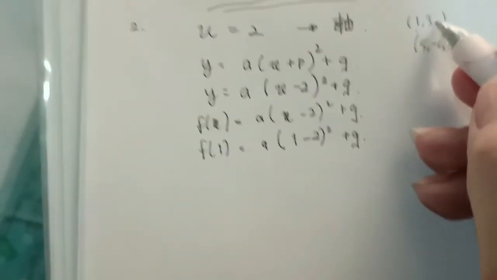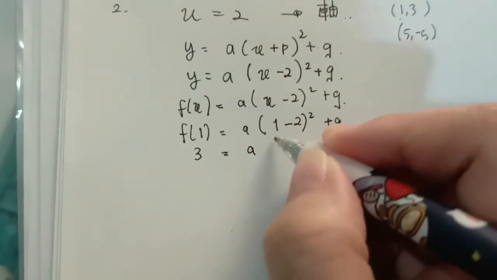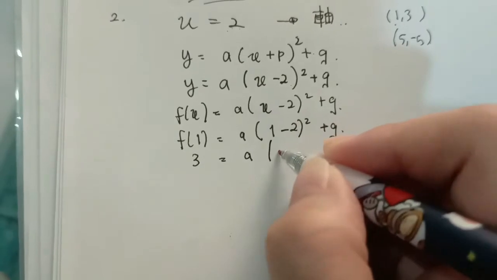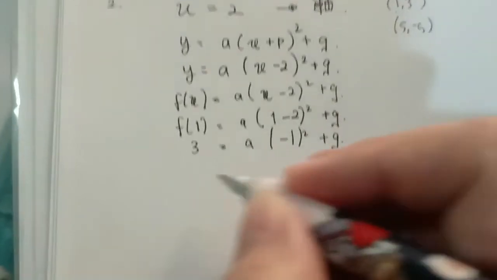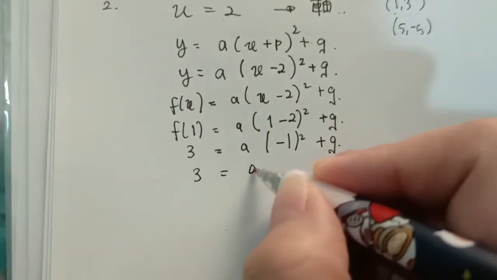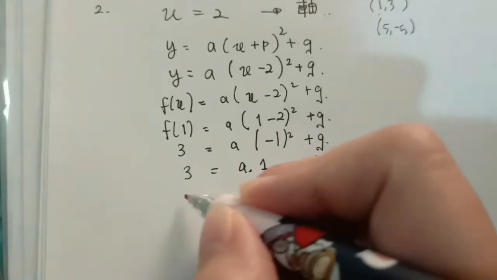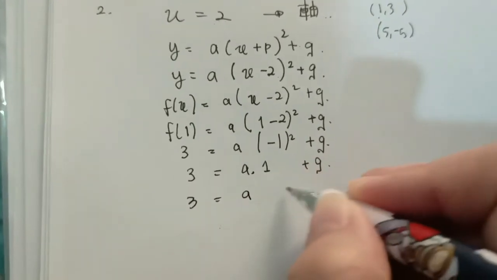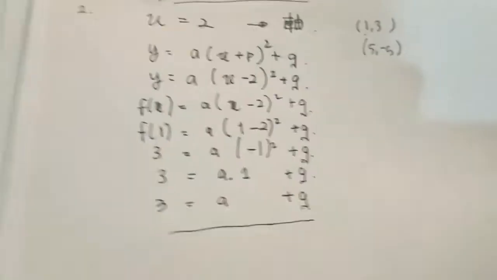The y is 3. So 3 = a(1 − 2)², and 1 − 2 is −1, squared, plus q. So 3 = a × 1 + q, so 3 = a + q. Okay, this is the first one.